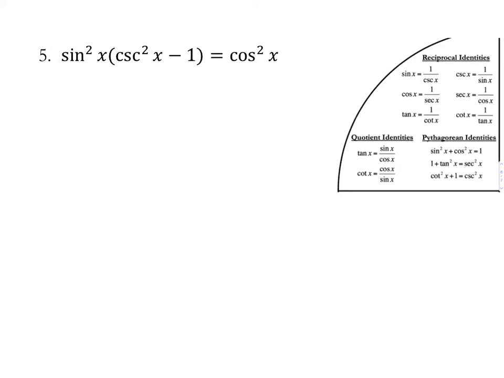Alright, this is for those of you that needed help with number 5. When we're looking at number 5, what I want you to focus in on is the part that's in parentheses. That's a trig value squared with a 1. So this is definitely where we would want to focus in for trying to figure out what to do in this problem.